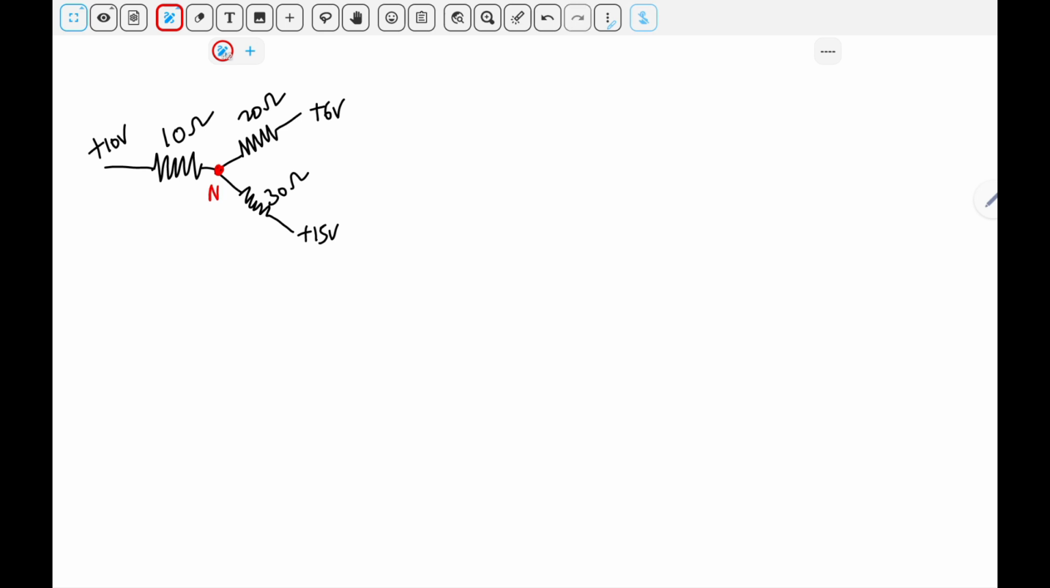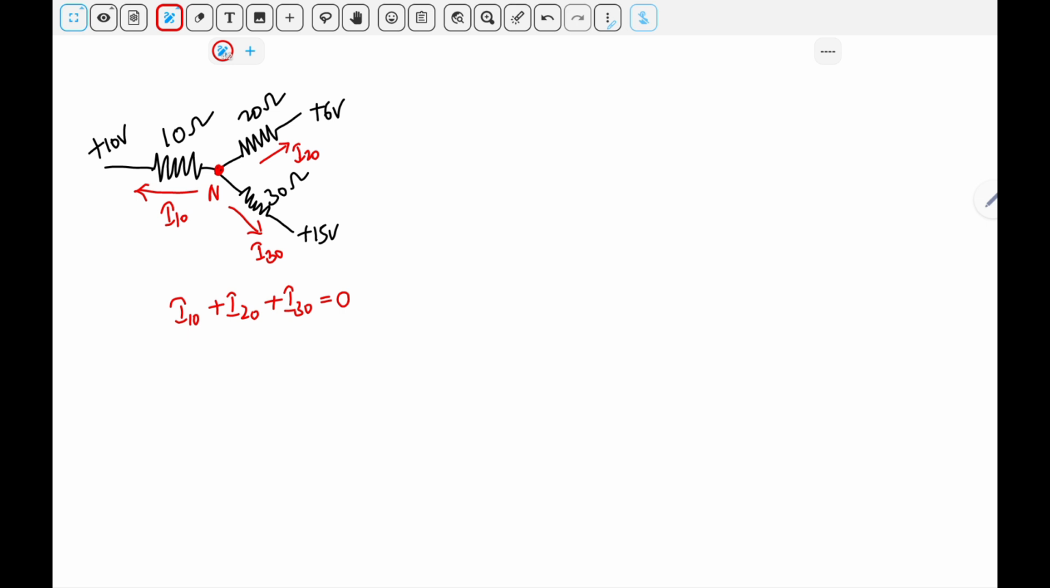Let us say the current flowing through this 20 ohm will be like this, and let us assume this current as I20, and the current flowing through 30 is like this. Let us assume this current as I30, and through this 10 ohm I am assuming another outgoing current. Let us say this current is I10. Now when you apply the nodal analysis, the sum of all the currents at a particular node is equal to 0. So I10 plus I20 plus I30 is equal to 0. Now I want to find what is I10.